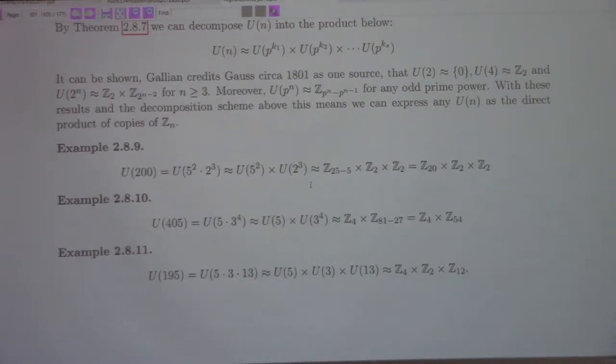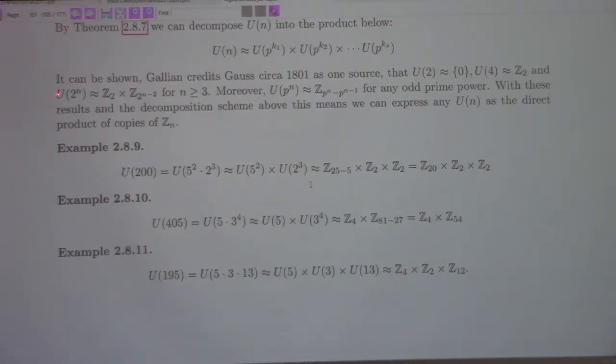Thank you, Gauss. Gauss actually showed us that, now you already know this, U2 is the trivial group. I mean, U2 is a stupid group, right? But U4, I mean, before the sunglasses, pretty good. After the sunglasses, eh. U4 is isomorphic to Z2. Hey, we had it right here. It's right there, 1, 3.